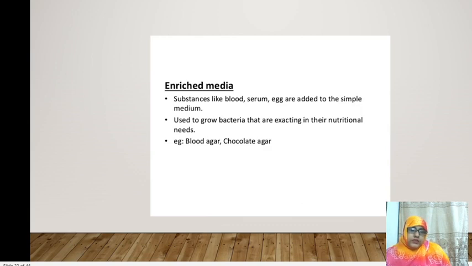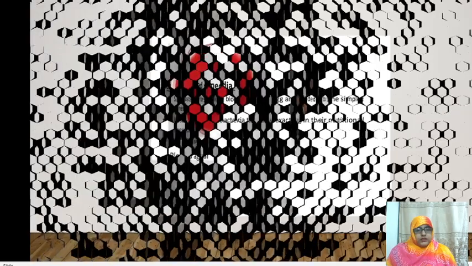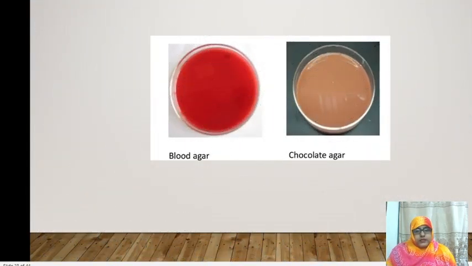In enriched media, substances like blood, serum, and eggs are added to simple media. Simple media means basal media. It is used to grow bacteria that are exacting in their nutrition needs. For example, blood agar and chocolate agar, the same examples we discussed earlier. Then you can see the different colors here: blood agar indicates red color and chocolate agar indicates chocolate color.